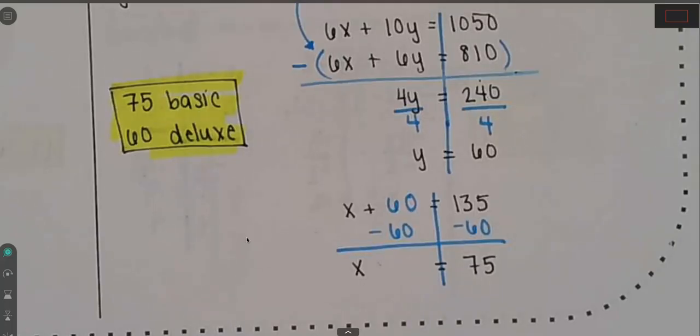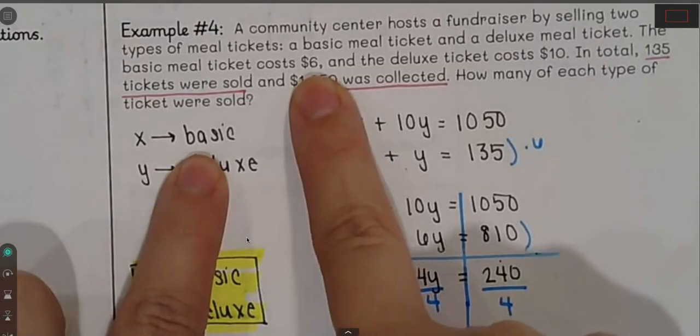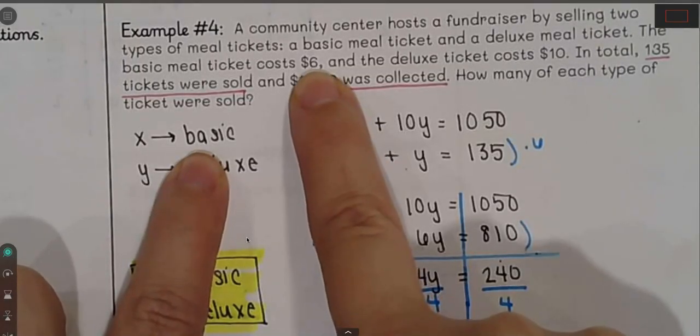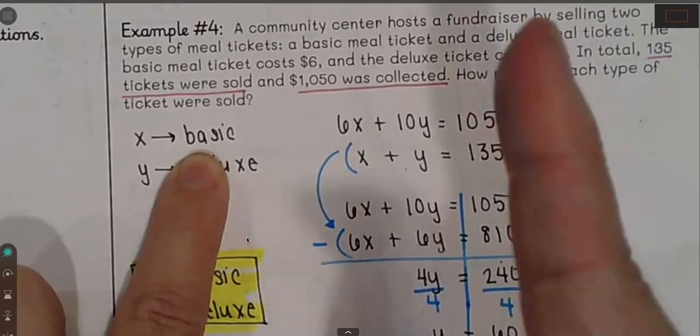I saw a hand, yes. Wait, how do you know which one is x and y? Like, how do you say x? Oh, so we know that this is x because x is the basic ticket and the basic ticket is $6. Yeah, but how do you know that the basic tickets are x? Or do you just choose? You could just choose that. You can switch it the other way if you want.